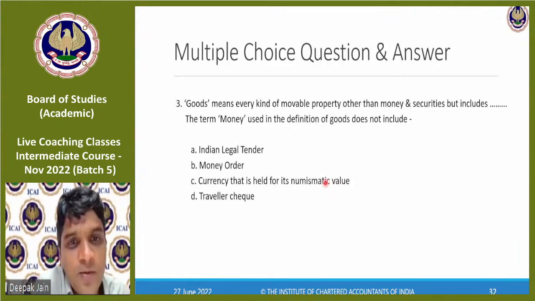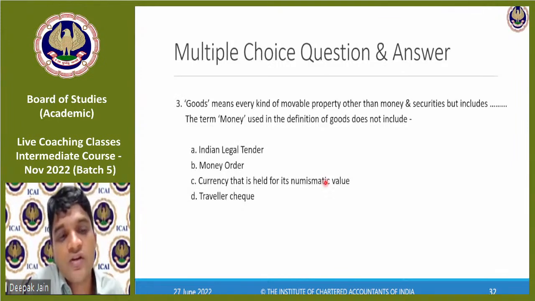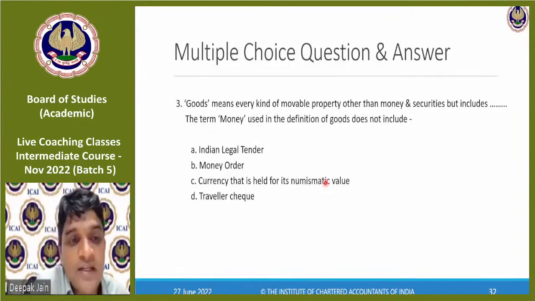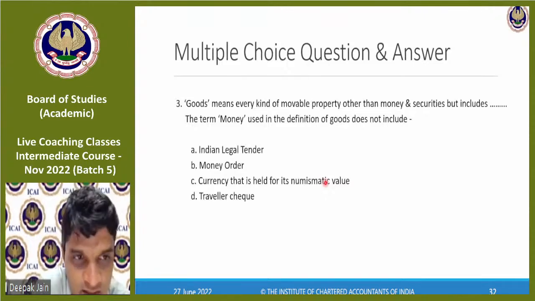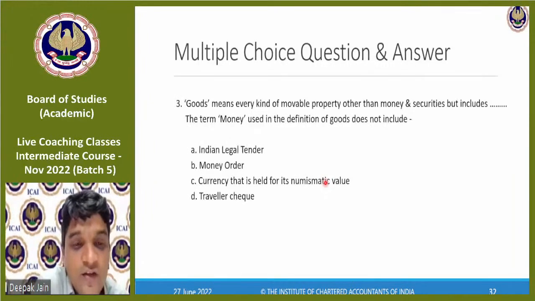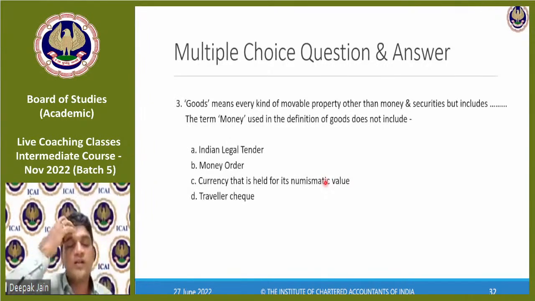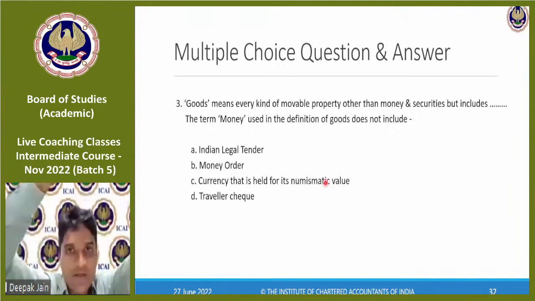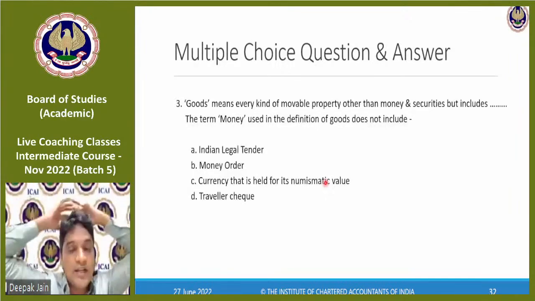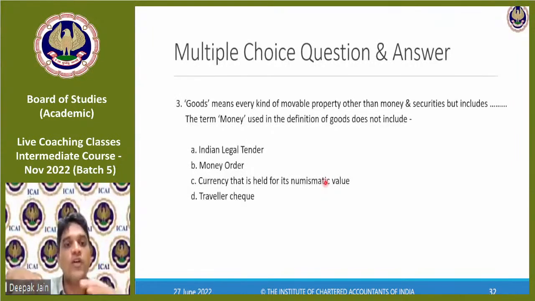Goods means every kind of movable property other than money and securities, but includes, that's the definition. Here, what does the money used in the definition of goods not include? Does money include Indian legal tender? Yes, it includes Indian legal tender. It includes money order. Does it include currency that is held for its numismatic value? Money means whatever is Indian legal tender, money order, foreign currencies, or a traveler's check; all of this is included in the definition of money. But it does not include money which is held for its numismatic value.